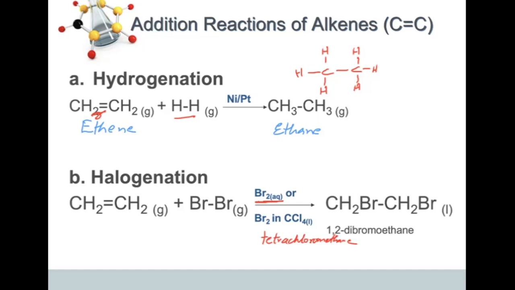And we would get 1,2-dibromoethane, 1,2, to say that on carbon 1 there's a bromine, and on carbon 2 there's also a bromine. So we say 1, 2, and because it's two of them, we say di. So we can add halogens, and that's called halogenation. Are we clear? Clear to move on from this one?